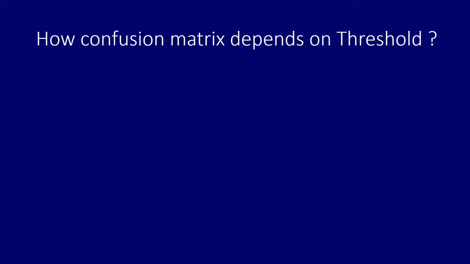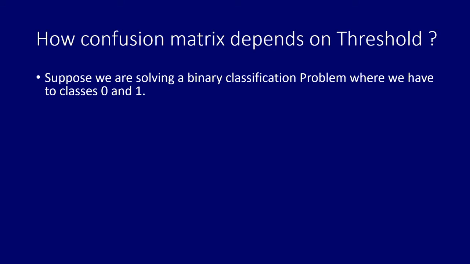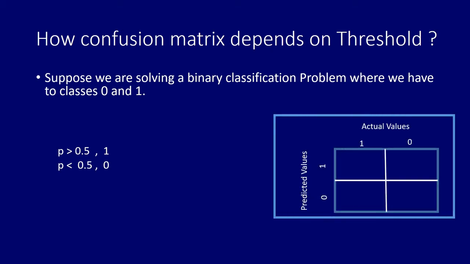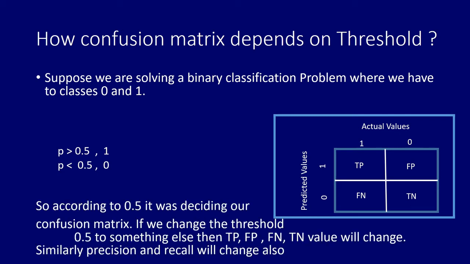Now the question is how the confusion matrix depends on the threshold. Suppose we are solving a binary classification problem where we have two classes, 0 and 1. If our probability is greater than 0.5 it belongs to class 1, but if it is smaller than 0.5 then it belongs to class 0. So 0.5 was deciding our confusion matrix. If we change the threshold from 0.5 to something else then the true positive, false negative, and true negative values will change. Similarly, precision and recall will also change.